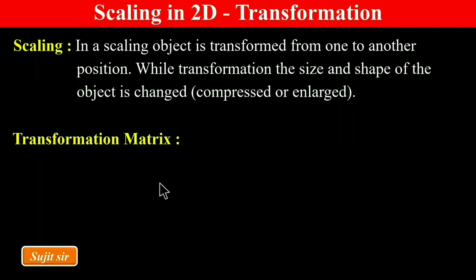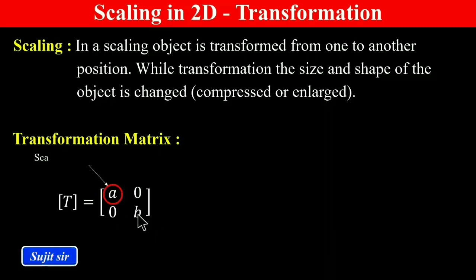The transformation matrix for a scaling is a 2 by 2 matrix, in which the diagonal entries represent the scaling and the non-diagonal entries are by default 0. The first diagonal entry represents the scaling in x coordinate, whereas the second diagonal entry represents the scaling in y coordinate.